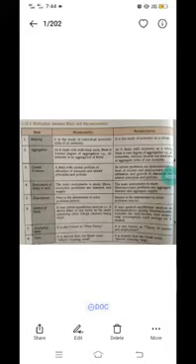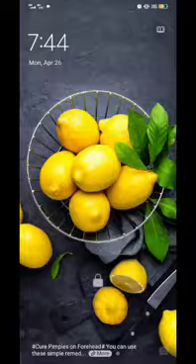Class 11th standard, subject economics. Students, today we will discuss what is the difference between micro and macroeconomics. There are some basic differences between micro and macroeconomics. So let us start.